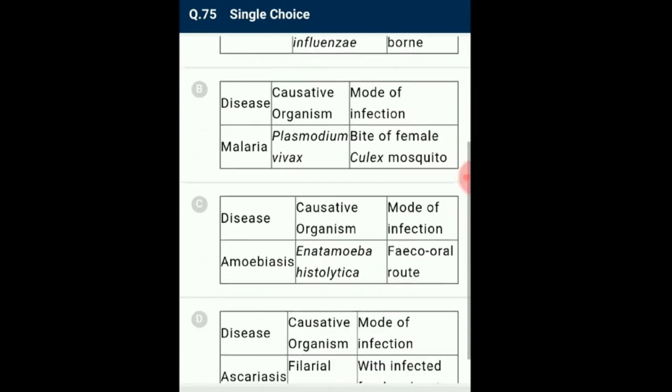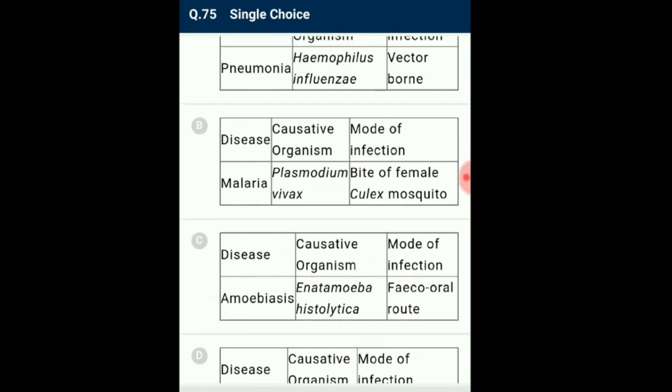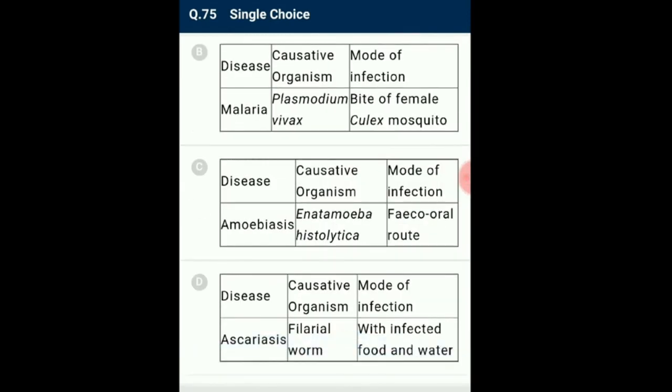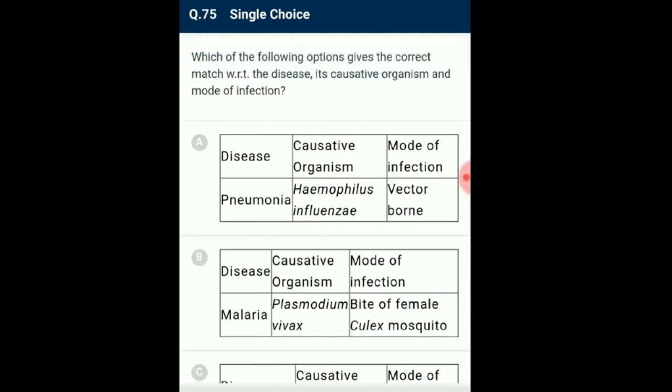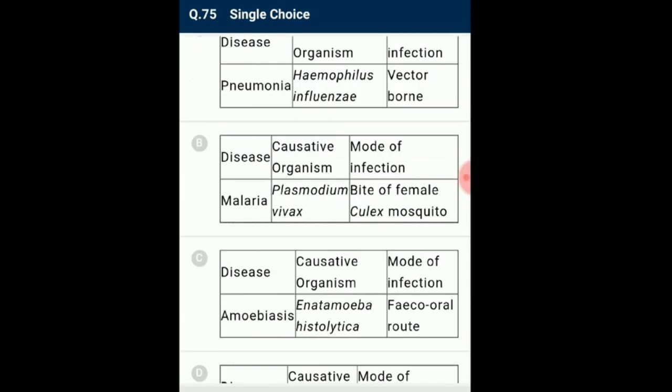Pneumonia is transmitted by droplet infection and not by vectors. Malaria is spread by female Anopheles mosquito. Ascariasis is caused by a roundworm, Ascaris lumbricoides, and not filarial worm. So the answer for this question is option C. The correctly matching one is C.